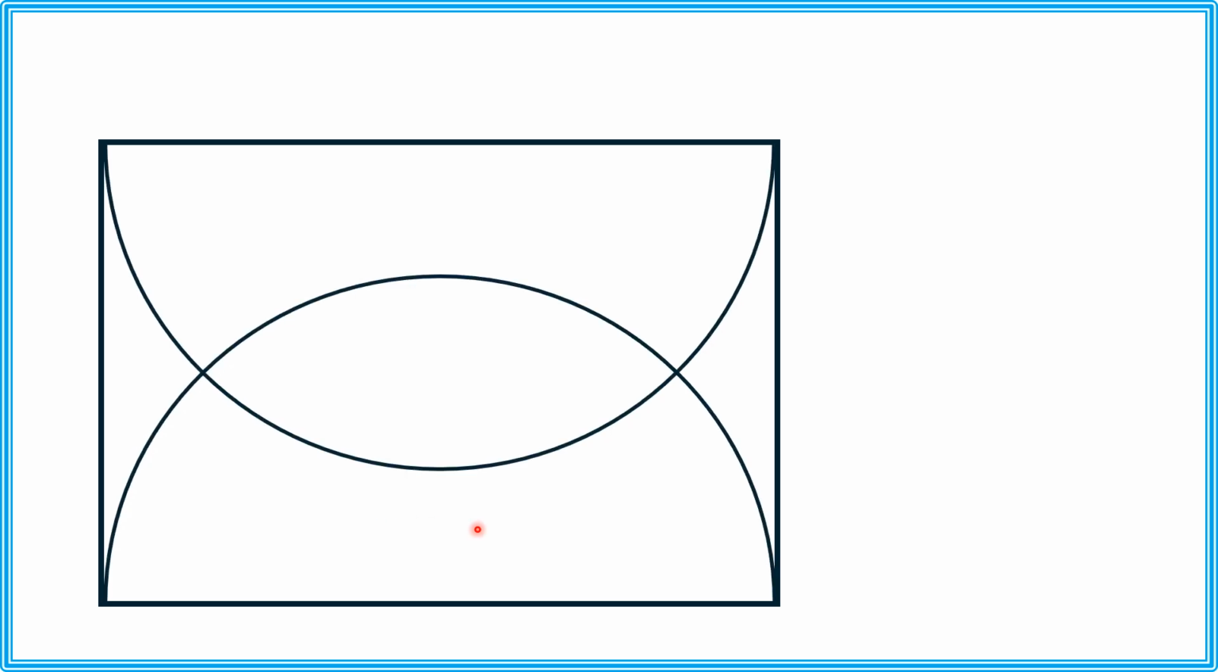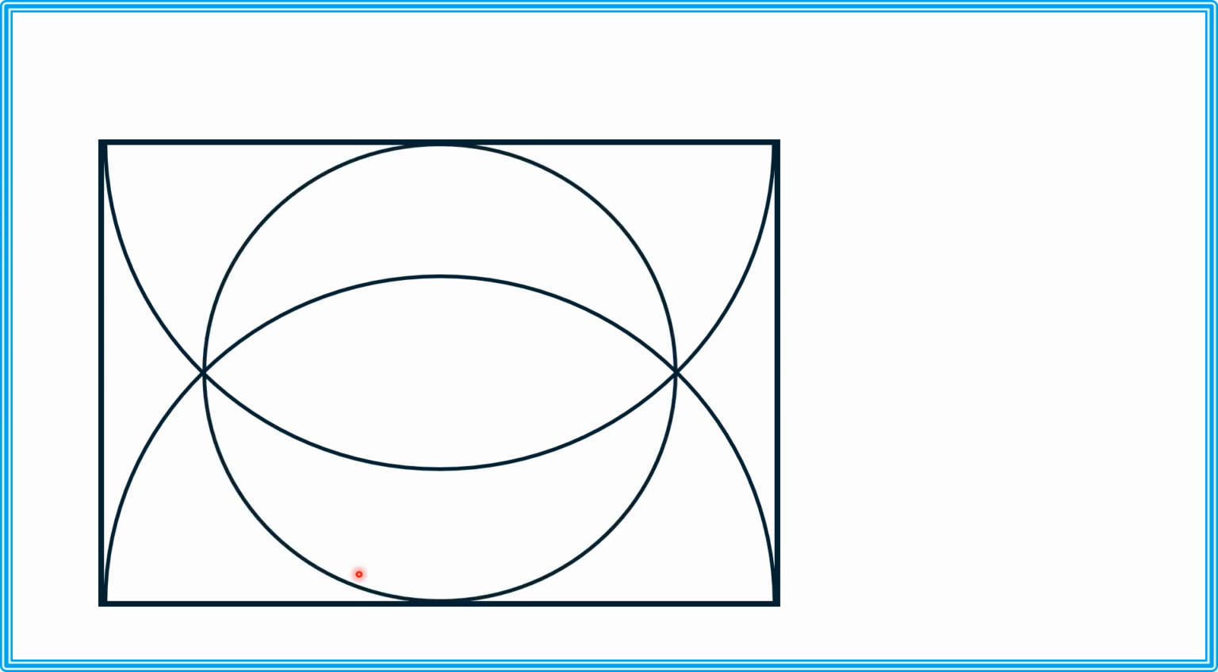Hello everyone, in this video a rectangle is given in which two semicircles are inscribed in such a way that the diameter of the semicircle is equal to the side length of the rectangle. A circle is drawn inside the rectangle in such a way that it is tangent to the opposite sides and passes through the intersecting point of the two semicircles.